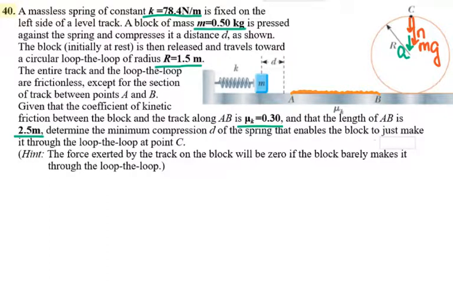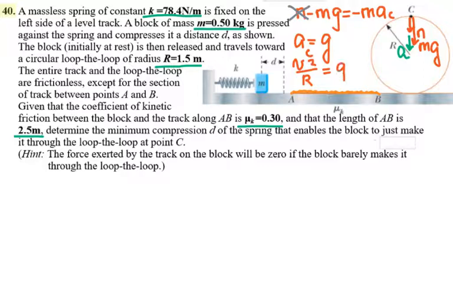So for the net force at point C, you have the normal force minus mg equals negative m a_c. The normal force has to be equal to 0 because they say it barely makes it. So the normal force is equal to 0. That means the centripetal acceleration, v squared over r, needs to be equal to g. So I'm going to start with the potential energy of the spring.